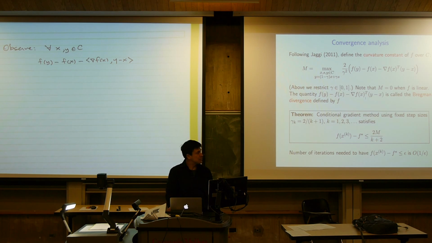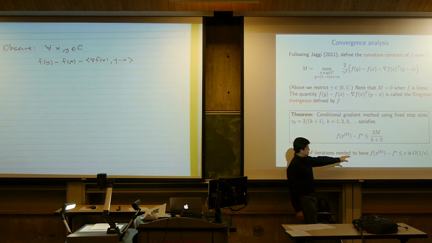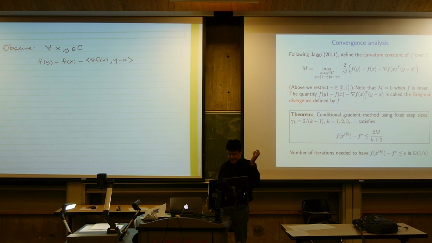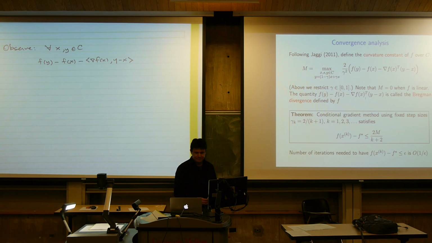So if you think about it, if you go back and dust off the kinds of bounds that you had for gradient descent and for proximal gradient, it's of the same order. It's 1 over epsilon. So if you want to get within tolerance epsilon, this takes you all of 1 over epsilon steps. All right. So that is the key property of the conditional gradient algorithm.